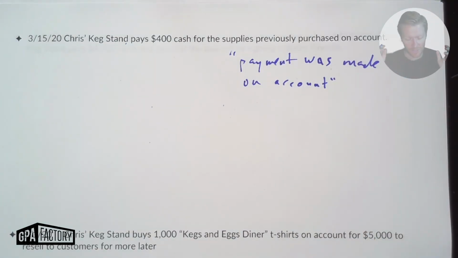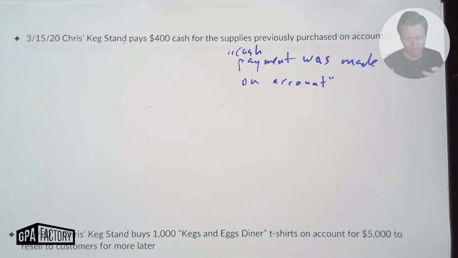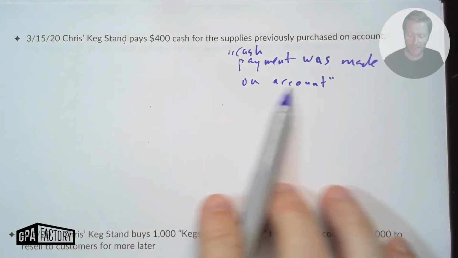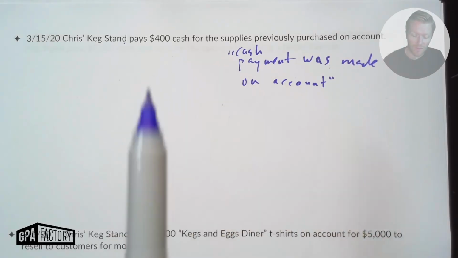So again, the terminology, you've got to be very, very attentive to detail on what's going on in some of these different transactions. A lot of times it really should say cash payment was made on account, just to let you know. But again, you see that word on account there. It doesn't mean that a liability is created, because cash payment was made. That's really what we've got going on here.